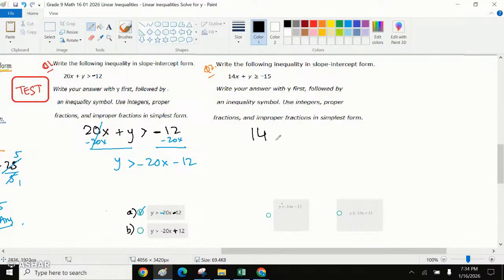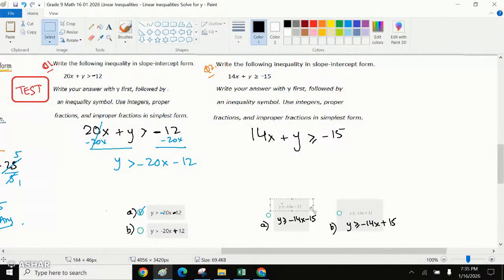If the inequality given was 14x plus y is greater than or equal to minus 15, and the options were: y is greater than minus 14x minus 15, and y is greater than or equal to minus 14x plus 15. This was option A or option B. Kindly select either of these options. Option A or option B. Waiting for you to respond.